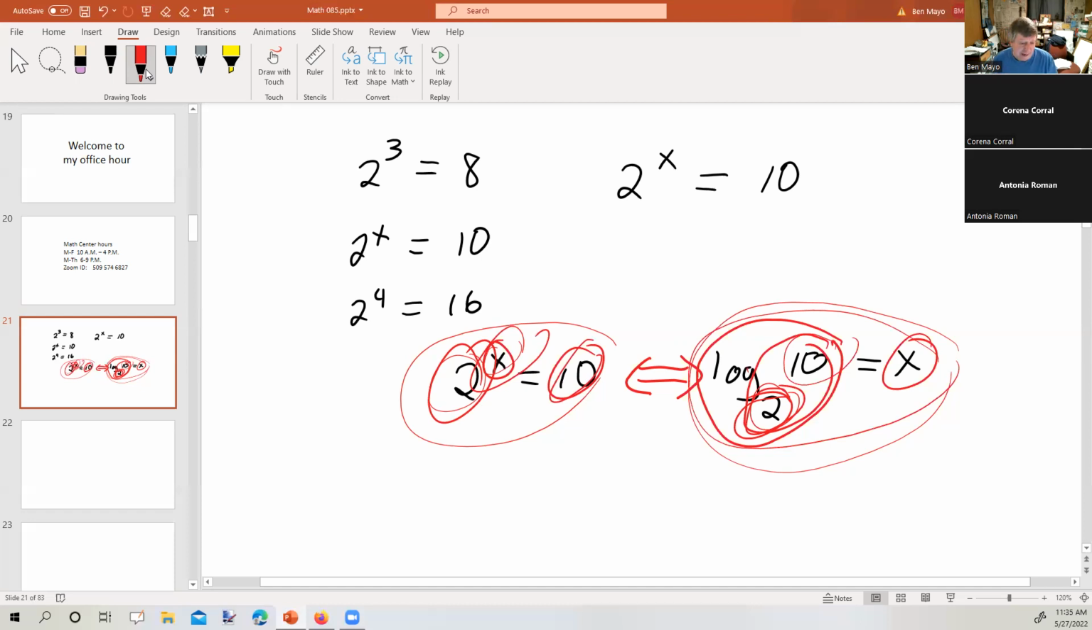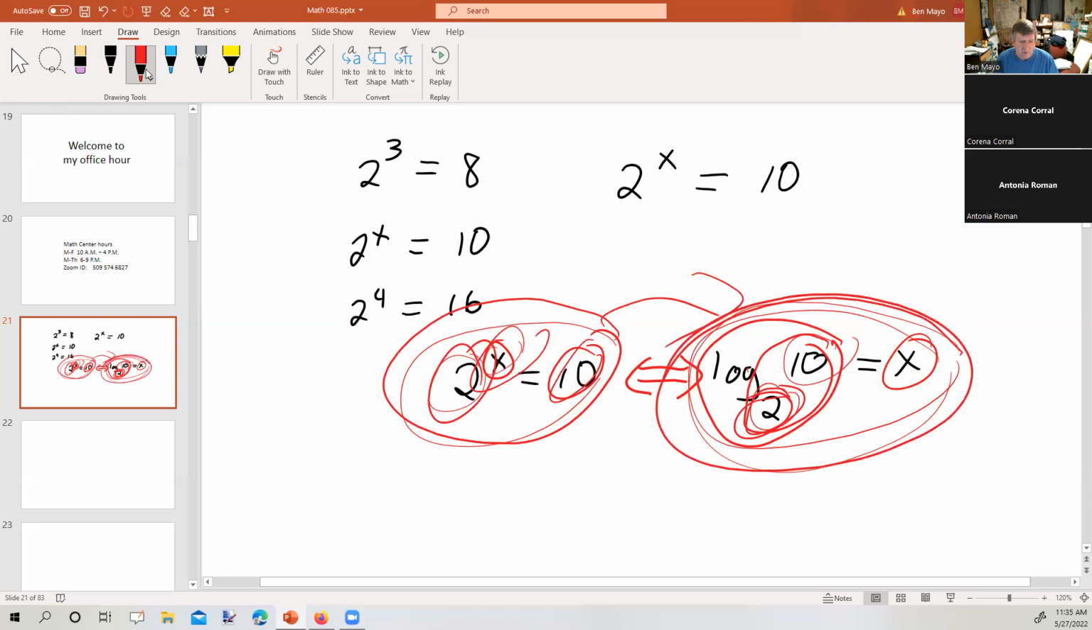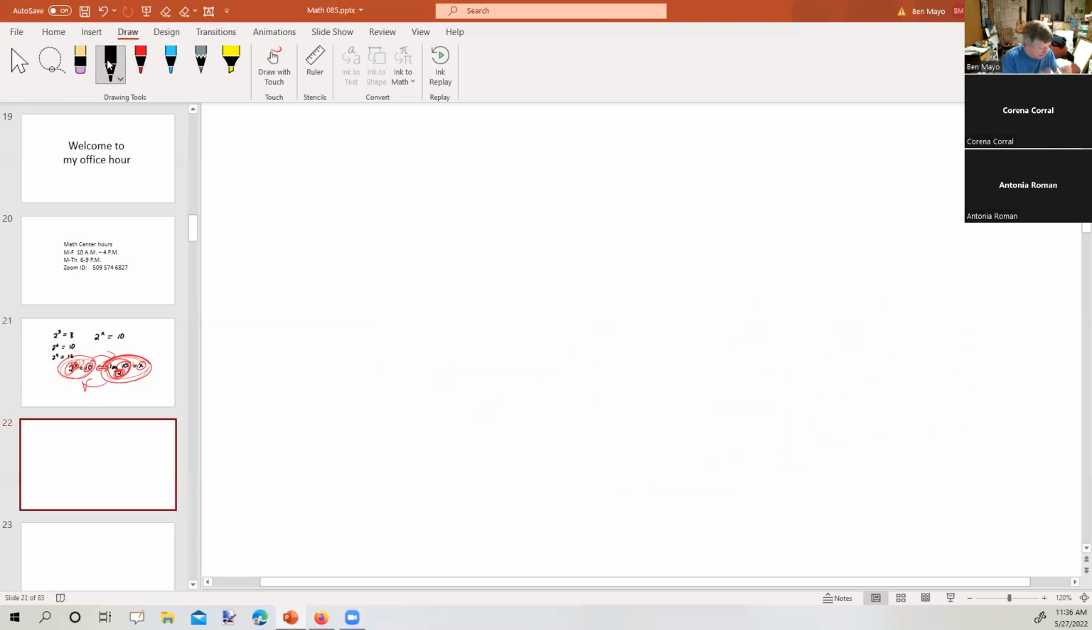So what we're going to be doing now is practicing going back and forth between the two forms, taking an exponential equation and writing it as a logarithmic equation, taking a logarithmic equation and writing it as an exponential equation. The reason it's important that we know how to do this is that, not always, but most of the time, if you're trying to solve an exponential equation, you change it to a logarithmic equation. Likewise, if you're trying to solve a logarithmic equation, you change it to an exponential equation. So let's look at some examples of this.